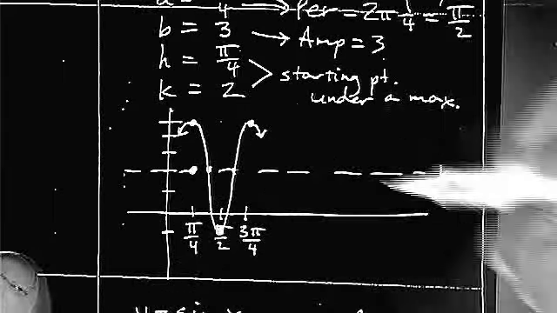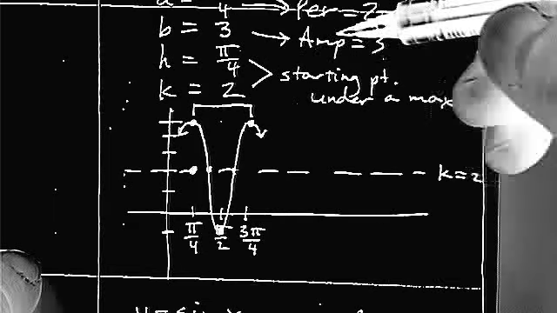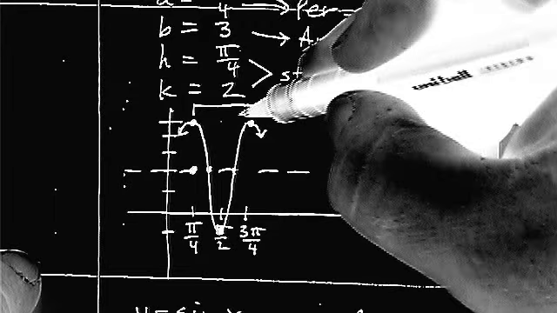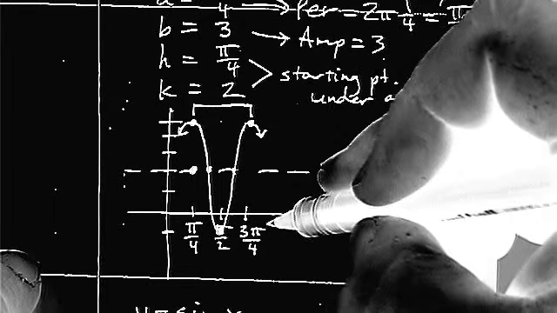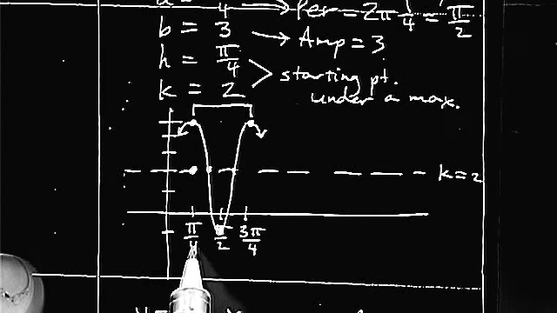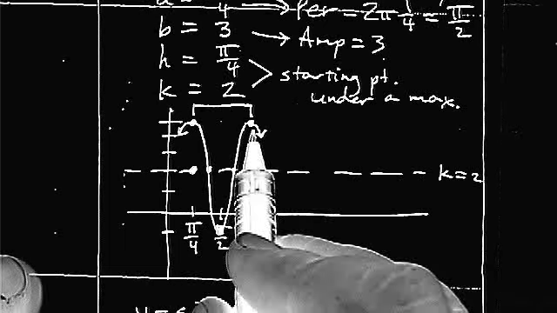Now remember, the period is what's going to be used to calculate the next place. Now that period is pi over 2, so I have to go pi over 2 units to the right. Well, pi over 2, remember, is like 90 degrees. If this is pi over 4, that's 45. So we're at 45, and we add another 45 and another 45 to get to the next place where we're going to start over.